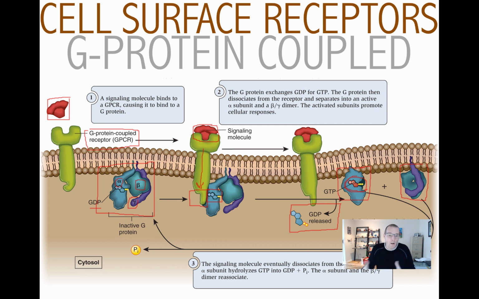So how do we switch this off? It's really important that you switch these pathways off, because if you switch them on and you just leave them on, that could lead to things like uncontrolled cell division, and that's the kind of thing that goes wrong when you get cancer. So it's important to be able to regulate these things by switching them on and switching them off.